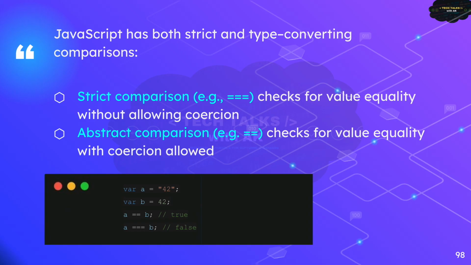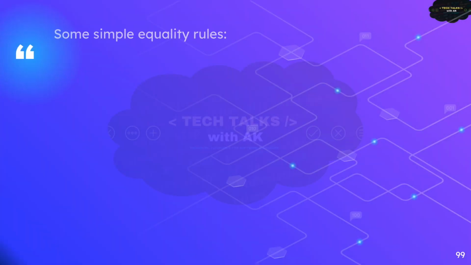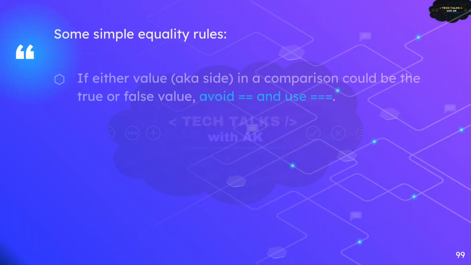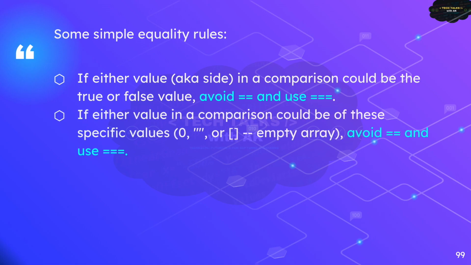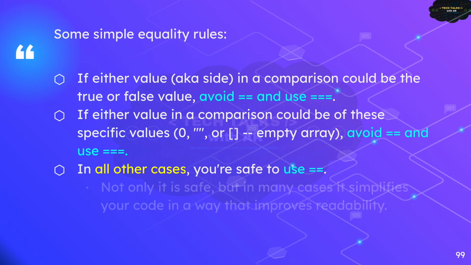The equality in JavaScript has some rules. Let's see some simple equality rules. If either value or side in comparison could be the true or false value, then avoid double equal and use triple equal. If either value in comparison could be of these specific values, meaning 0, empty string, or empty array, then avoid double equal and use triple equal. In all other cases, use double equal or abstract equality.